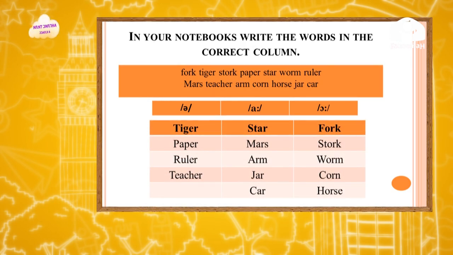Let's check together. Sound ER: tiger, paper, ruler, teacher. Sound R, long R: star, Mars, arm, jar, car. Sound OR: fork, stork, worm, corn, horse.